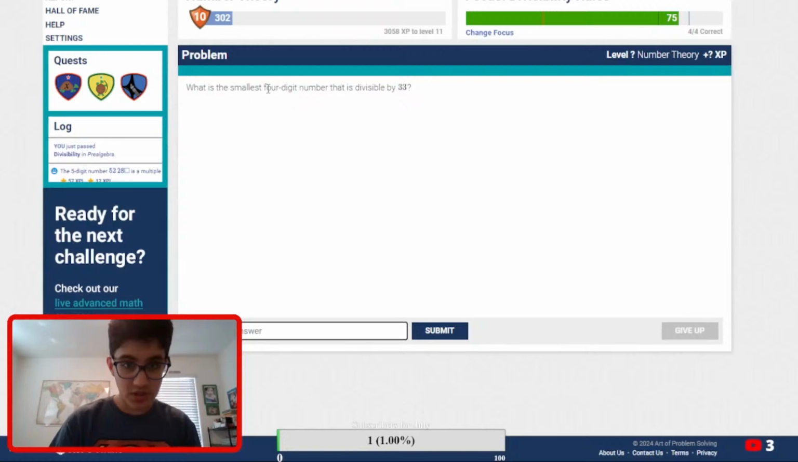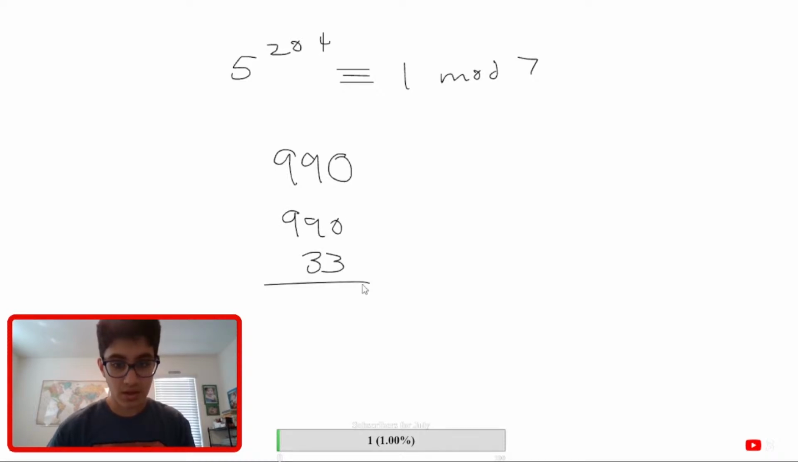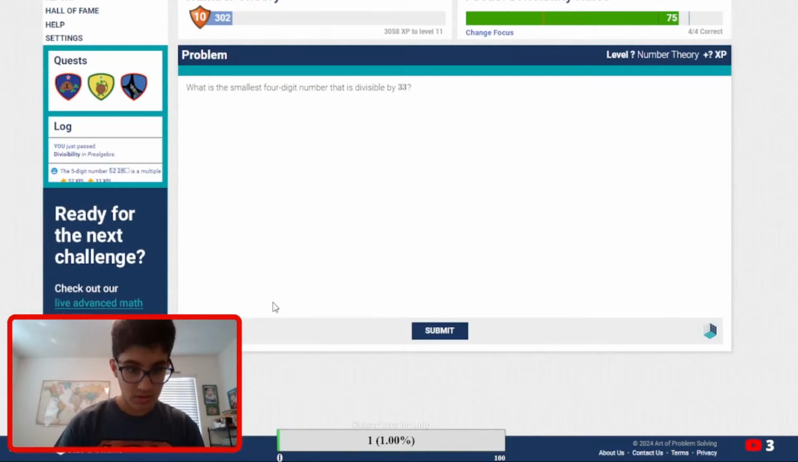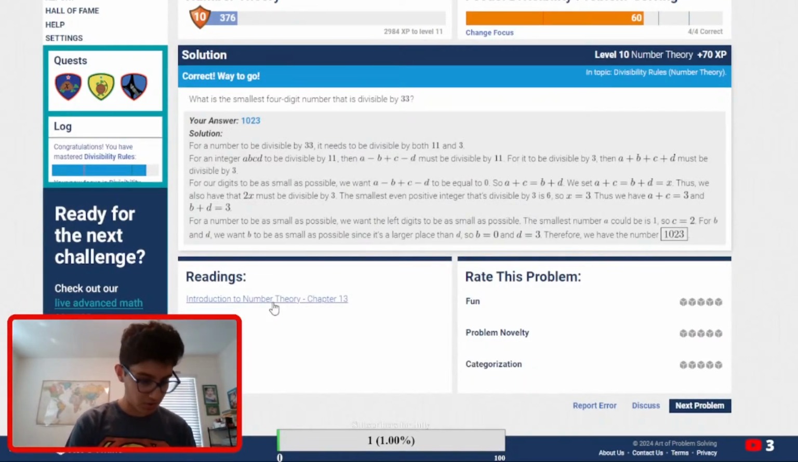Done. One more. What is the smallest 4-digit number that is divisible by 33? So 99 goes into it, which means 990. Let's see, 990 plus 33. 1023. Okay, done.